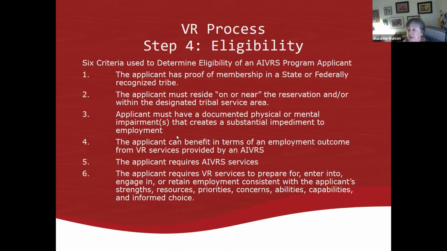Applicant must have a documented physical or mental impairment that creates a substantial impediment to employment. The applicant can benefit in terms of an employment outcome from VR services provided by ABERS. The applicant requires ABERS services. The applicant requires VR services to prepare for, enter into, and engage in or retain employment consistent with the applicant's strengths, resources, priorities, concerns, abilities, capabilities, and informed choice.